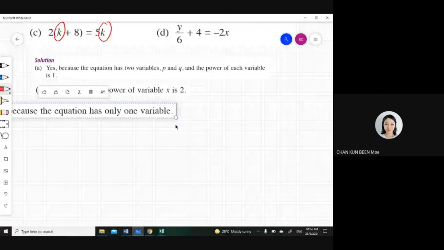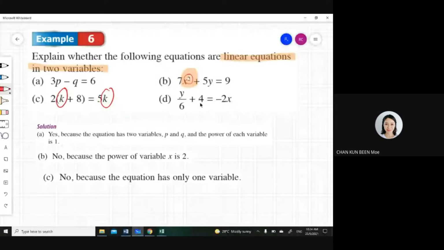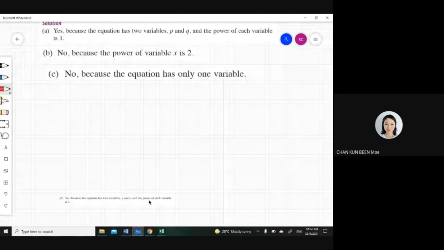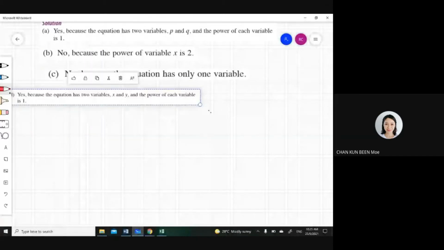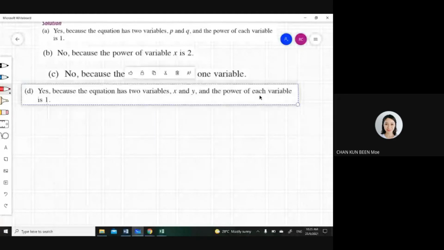No, because the equation has only one variable. D: y over 6 plus 4 equal to negative 2x. Is it a linear equation in two variables? Yes. What are the two variables? Can you tell me? y and x. Very good. y and x are the two variables, and the power of y is 1, x also 1. So this one is a linear equation in two variables, because the equation has two variables, x, y, and the power of each variable is 1.